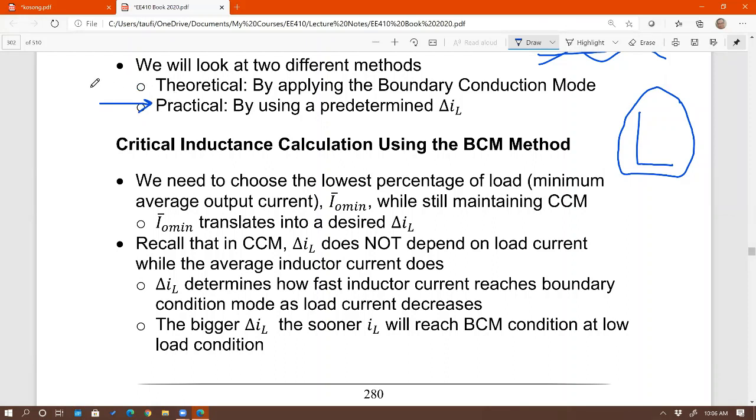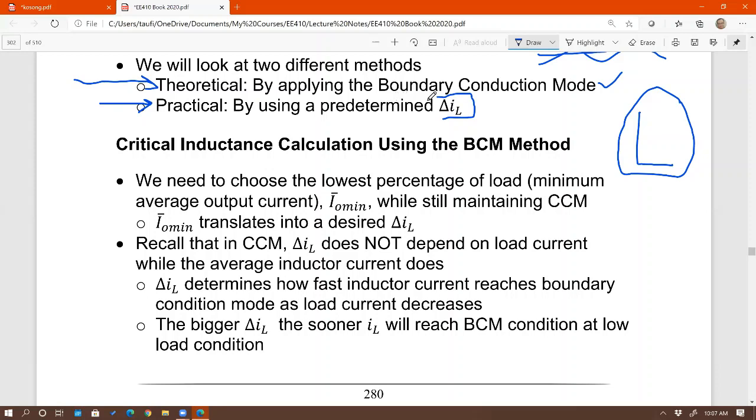If you look at textbooks, they all cover the textbook method. That's what I call the textbook method, because every textbook that I've seen uses the theoretical method, which is what? Applying boundary conduction mode, right? Whereas the practical method is very simple, much simpler, but not much analysis for the practical method. A lot more analysis for the textbook method. Let's go through the first one. I'll show you the long way first, as always, and then the simpler way.